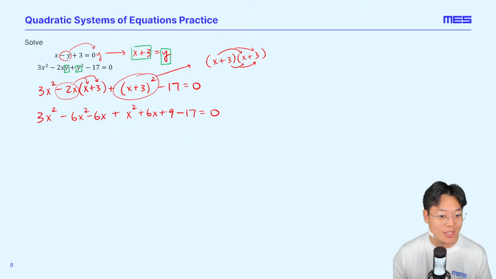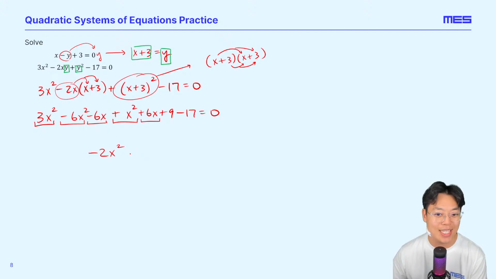Okay, let's combine like terms. 3x squared minus 6x squared plus x squared, that's just negative 2x squared. Negative 6x plus 6x, those eliminate. 9 minus 17 is negative 8. So, wow, this turns out really nicely because I can add 8 to both sides, divide both sides by negative 2, and I'll get x squared is equal to negative 4.